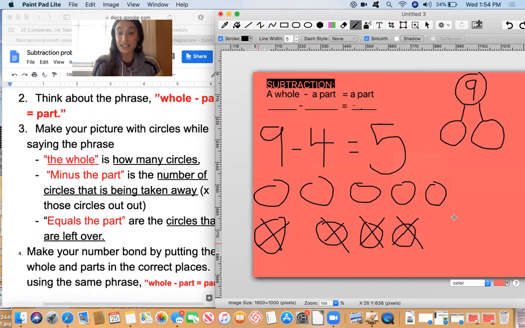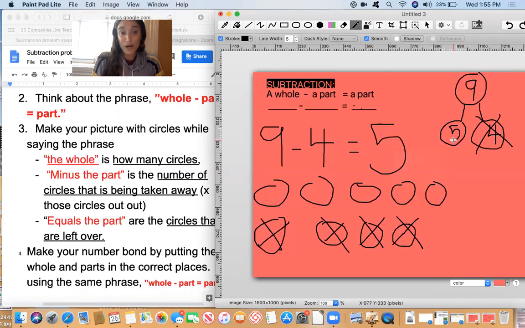And to show that I X'd out, I need to put it in one of my parts. But I need to make sure that I X out so I know when I look back at my number bond that these were being taken away. And then we have 5 left. So we have our whole, 9 minus 4, we've X'd 4 out. And now we have 1, 2, 3, 4, 5 left. I'm gonna put 5 right here.